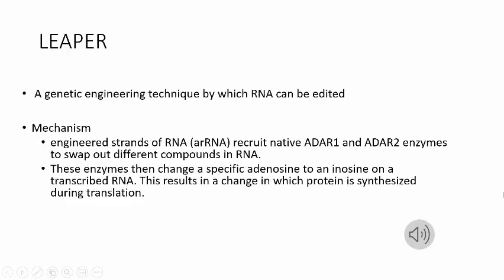Libra is a genetic engineering technique for editing RNA. The mechanism includes engineered strands of RNA called arRNA that recruit native ADAR1 and ADAR2 enzymes to swap out different compounds in RNA. These enzymes change a specific adenosine into an inosine on a transcribed RNA, resulting in a change in the protein synthesized during translation.